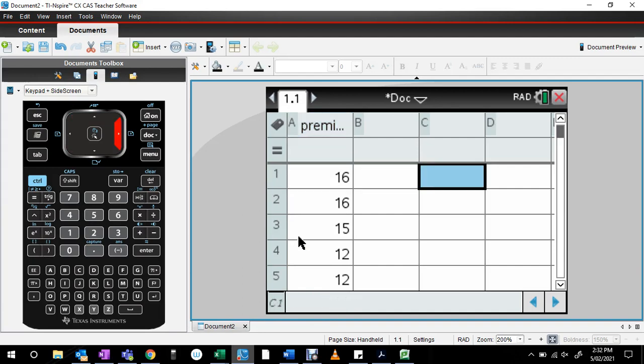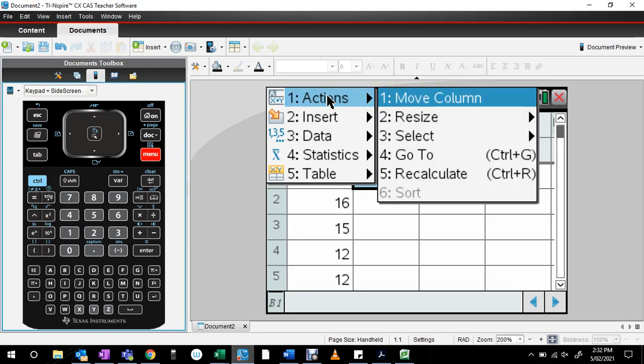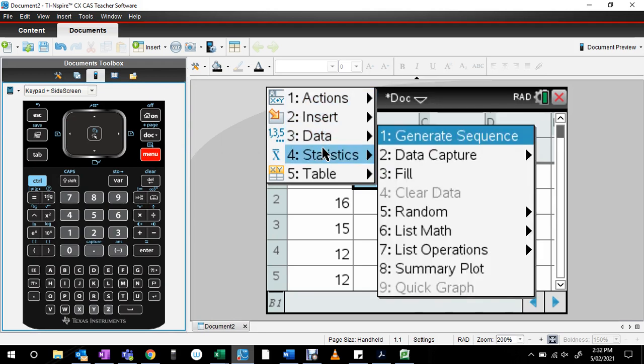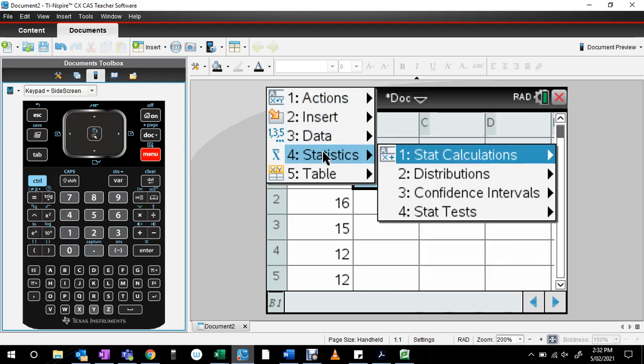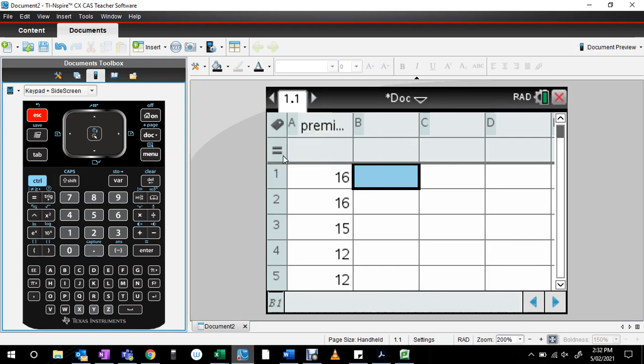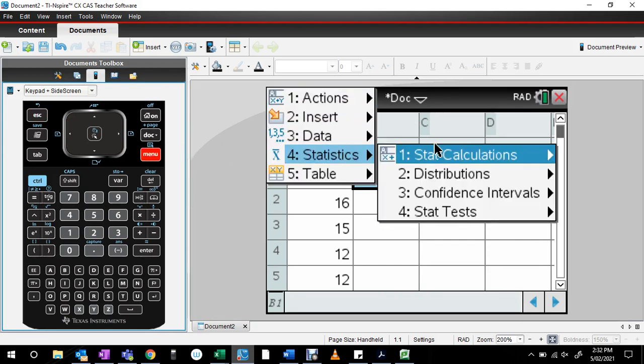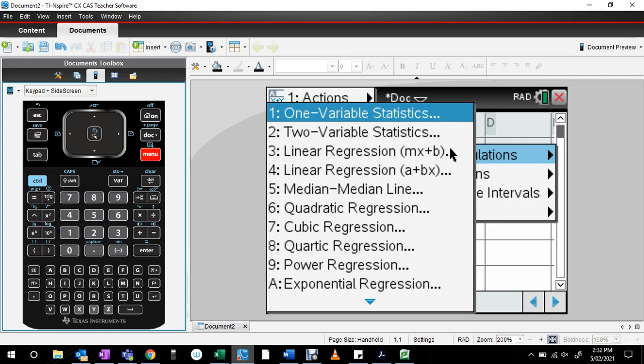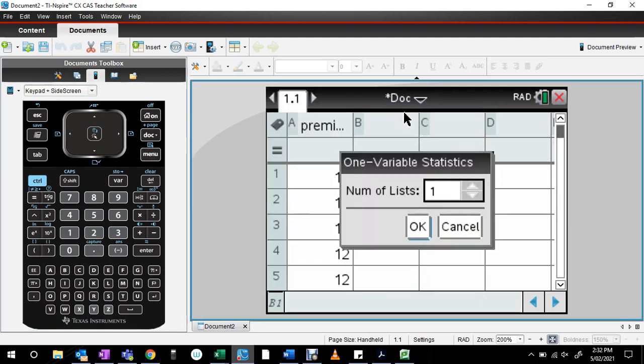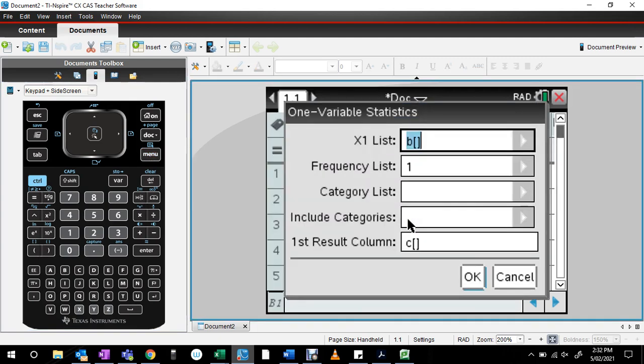So if you're at this step, I want you to press Menu, Actions, Statistics. Okay, so Menu, Statistics. I'll do that again. Menu, Statistics, and then you go Stat Calculations. You with me so far? Stat Calc, and then you go one variable statistic, and then just go okay for that. X list. So when you get to this menu, you have to make sure you put in premierships because that's what you're trying to calculate.